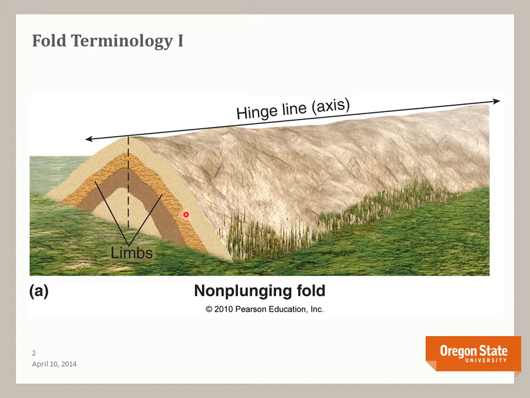So notice that the layers dip in this direction over here, and on this limb they dip in that direction. The oldest rocks, when we're looking perpendicular to this hinge line on this face, are here, and the younger rocks are located here. So this is a non-plunging fold, horizontal hinge axis.